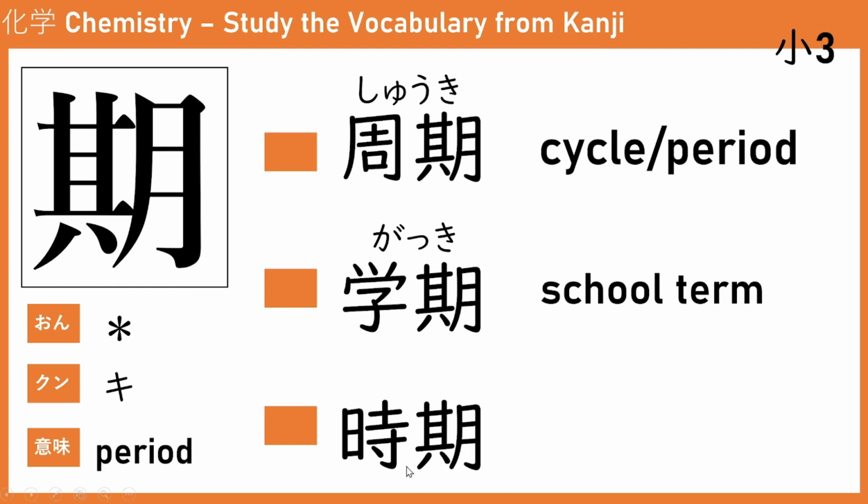Next one is jiki. Ji means time. So jiki, time or period, just meaning times. For example, what kind of time? What during these times? Kono jiki, sono jiki, ano jiki.